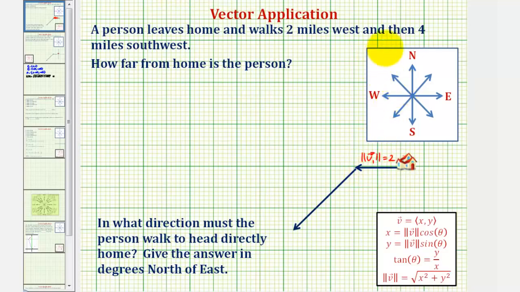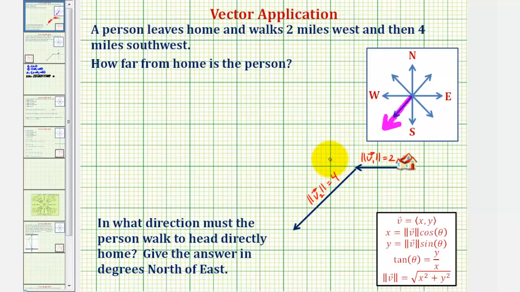Next, the person walks 4 miles southwest, which would be in this direction here, and therefore we can model this piece of the walk using this vector, where notice how the direction is southwest, and because the distance is 4 miles, if we call this vector v sub 2, we can say that the magnitude of vector v sub 2 equals 4.